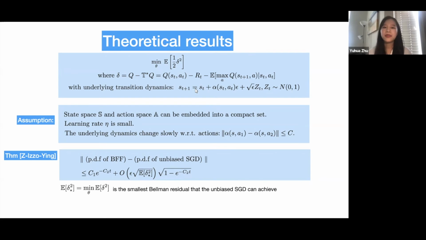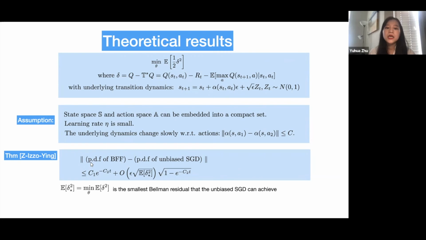We also give a theoretical guarantee for our algorithm. We assume the underlying dynamics is a discretized SDE where the drift term alpha depends on the state and action. The most important assumption is this one. We assume the underlying dynamics change slowly with respect to actions. Basically, we assume the total variation of alpha on the action space is upper bounded by a constant C.